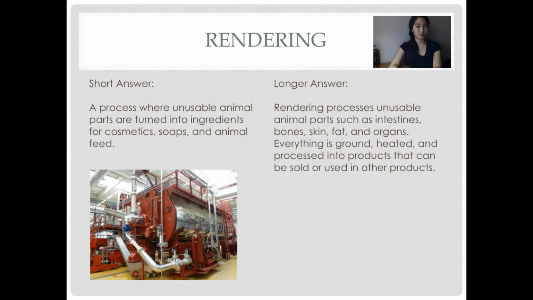So, the rendering process is pretty gross, as I said. It takes unusable animal parts such as the intestines, the bones, the skin, the fat, and the organs, so all the parts of an animal that aren't usually eaten, and they basically grind it all up, heat it up, process it a lot, and eventually end up with things like cosmetics, or ingredients for cosmetics, ingredients for soaps and other products. And a big part of this goes to animal feed. So they harvest the protein in these unusable parts and they turn it into animal feed.